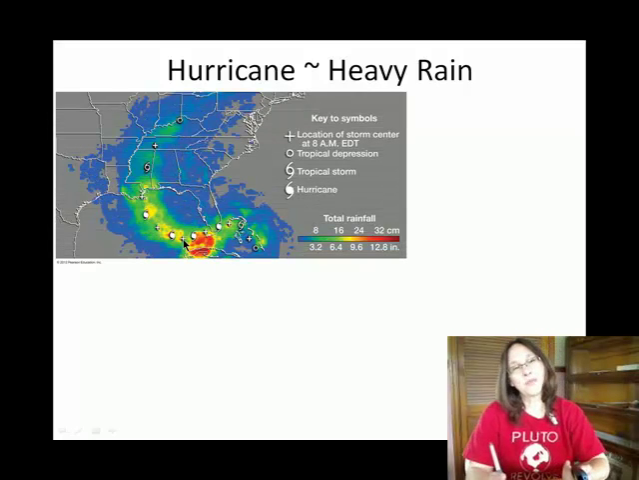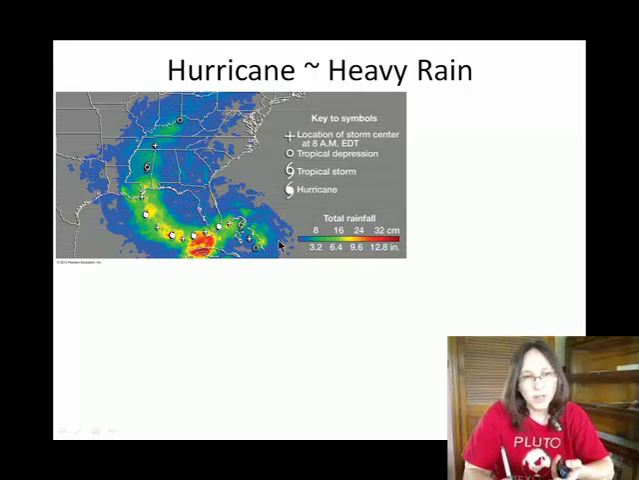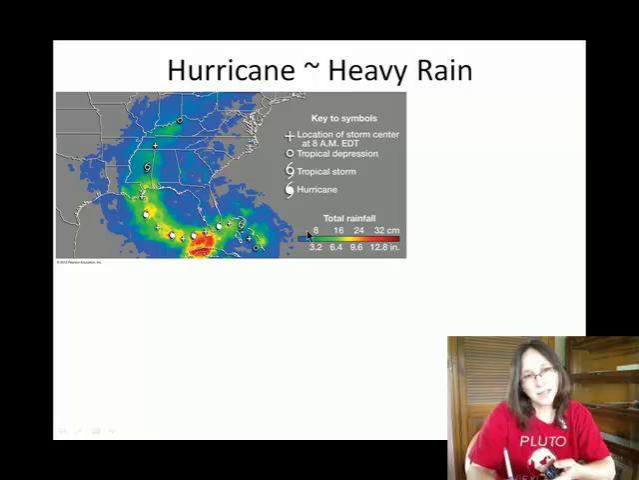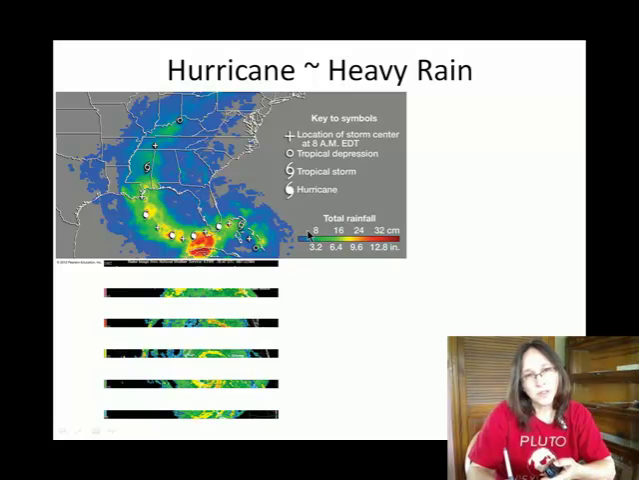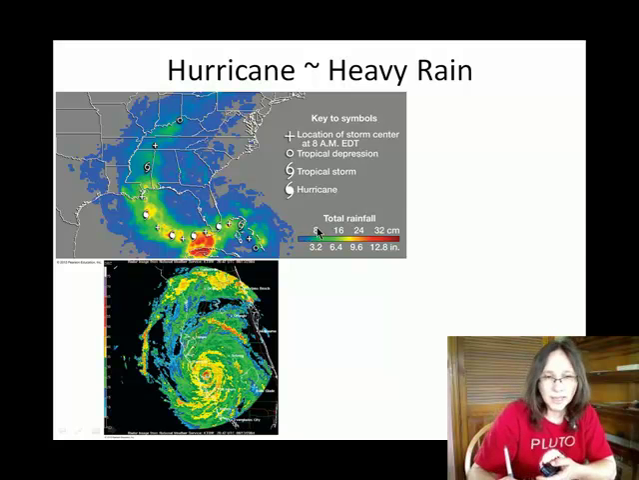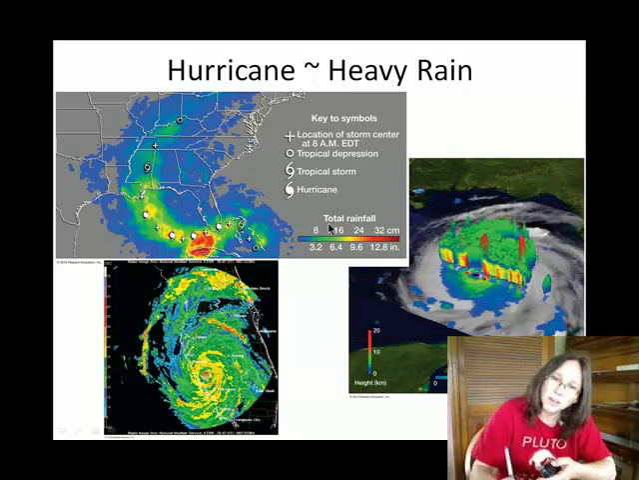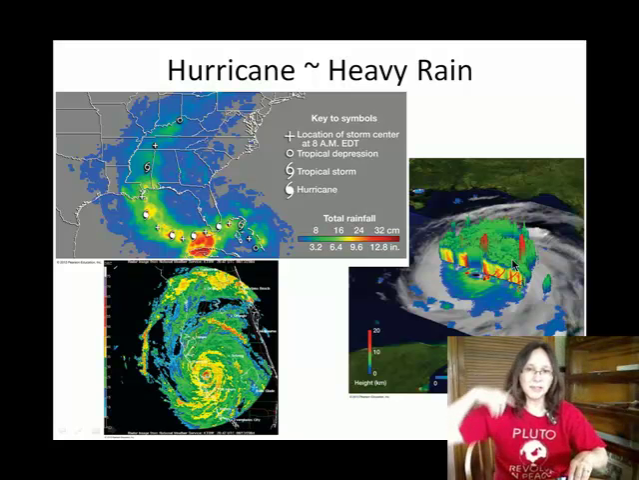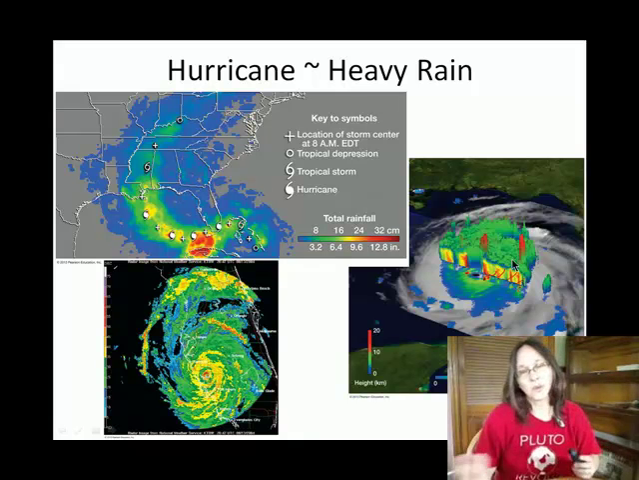So here are a few pictures. This one is showing you the path of Hurricane Katrina and showing you rainfall as it moved along. And this is showing you a snapshot, again, of rainfall. This is kind of neat, showing you the spiral rain bands. It wraps around the eye, and you can see the red is cross-sectional to show you where the heavy rainfall is.